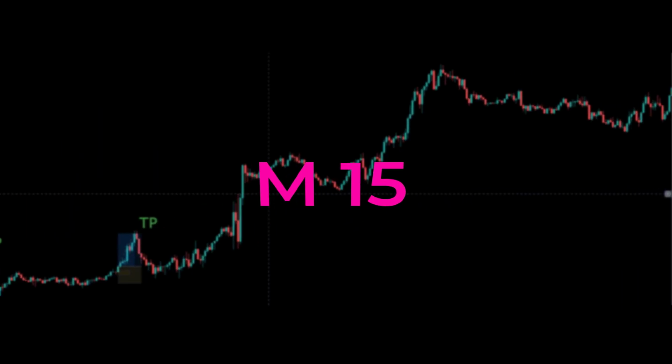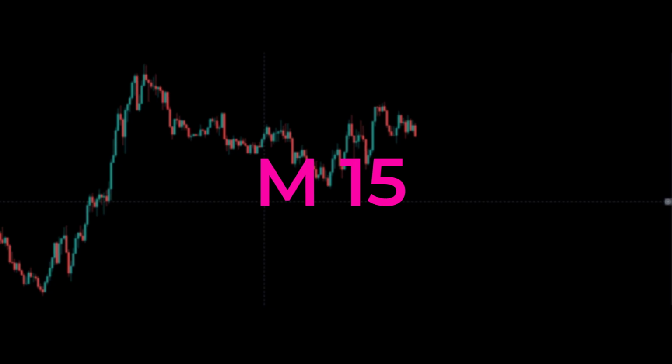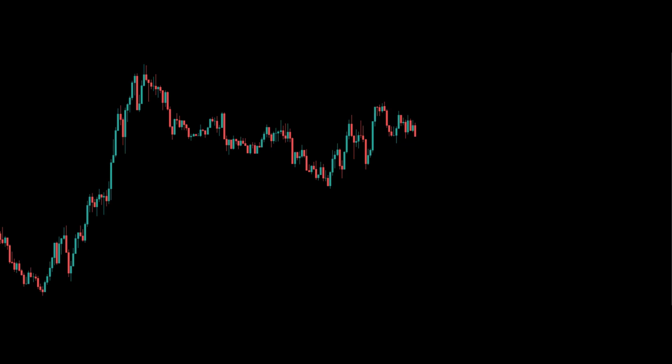The 15-minute time frame works exceptionally well. It provides frequent opportunities, enough time to analyze, and enough time to execute calmly.